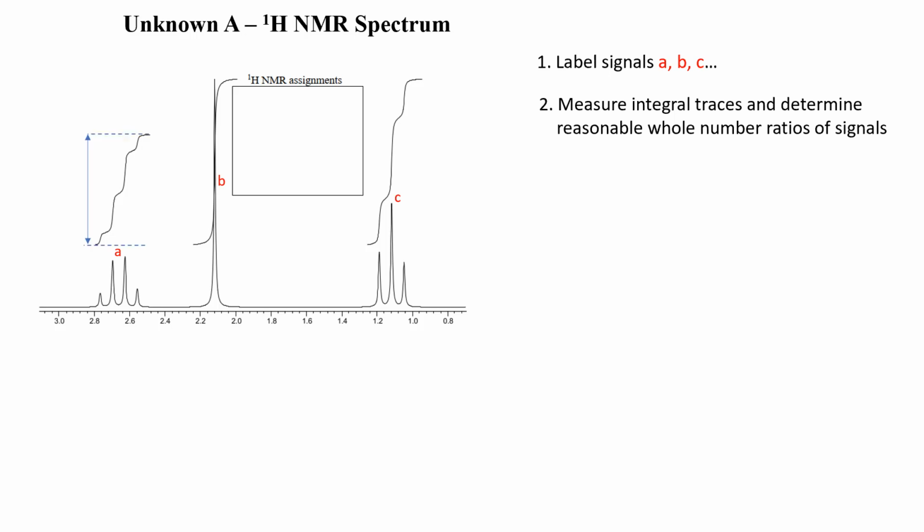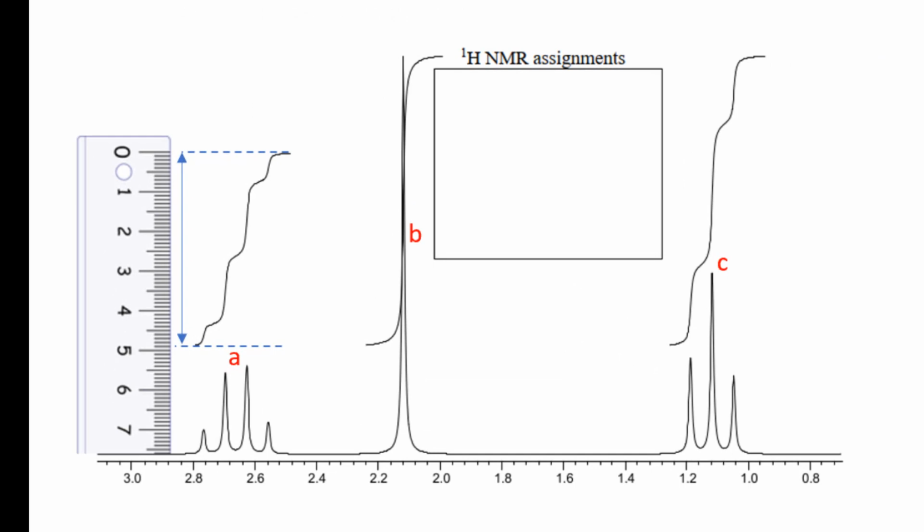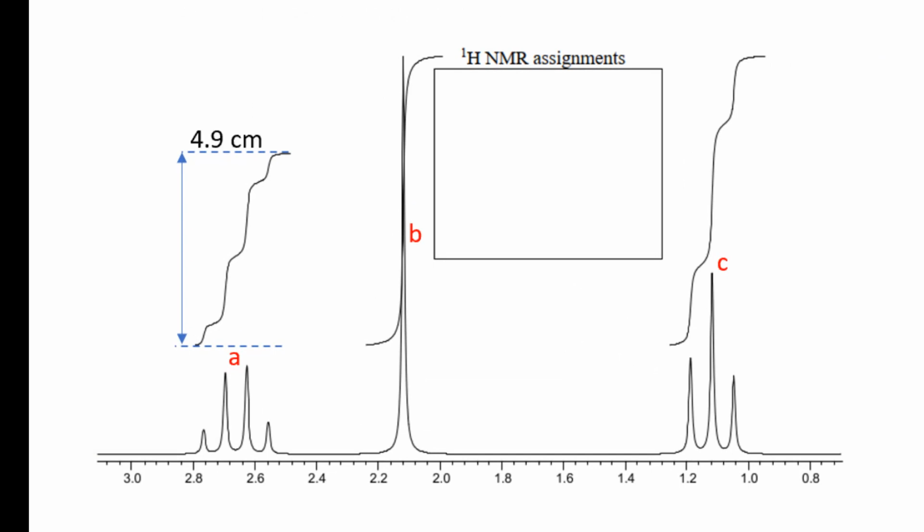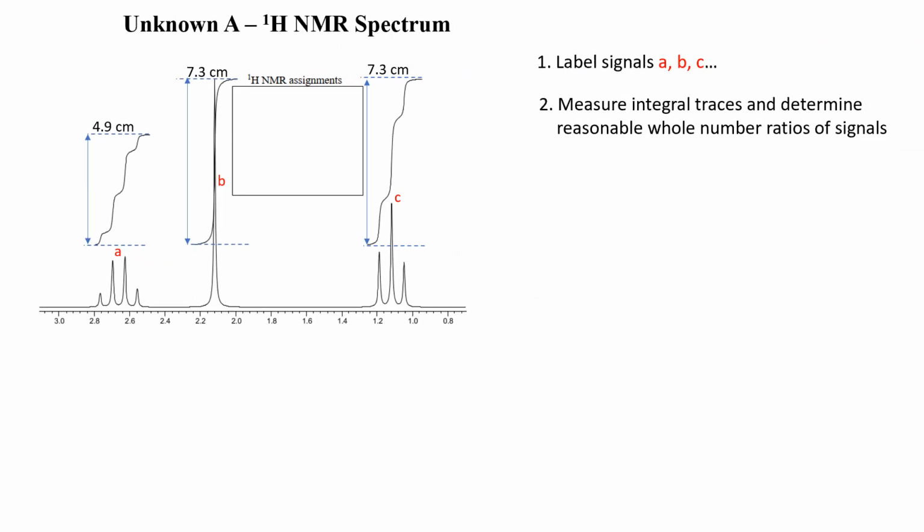I'll start with the signal A. The distance from the bottom of the integral trace to the top of the integral trace is represented by this blue arrow. If we put a ruler on that, we can see that that distance is 4.9 centimeters. I'll draw that above the integral trace. If we do the same thing with the other signals, signals B and C, we get 7.3 centimeters for signal B and 7.3 centimeters for signal C. These numbers represent the ratios of the areas of the peaks. A to B to C is equal to 4.9 to 7.3 to 7.3. This is an accurate ratio, but it's not a whole number ratio.